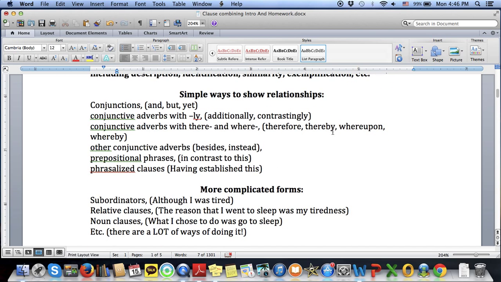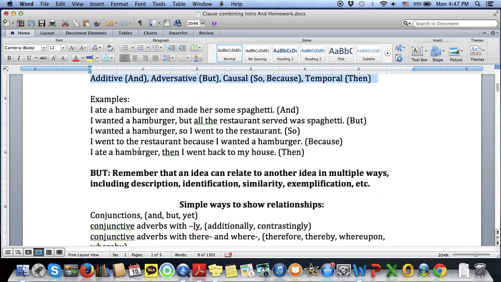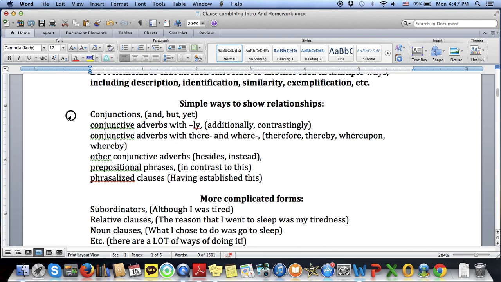Pretty simple, actually. There's a couple of different, well, I say a couple. Actually, there are many, many different ways to do this. Some of the simplest are to use conjunctions. I can say and, but, yet, so. All of those various ones right there. That's what we see up here to make these big words a little bit easier to understand. Instead of additive, I can say and, because that's what it is. So, we can use conjunctions to establish relationships.